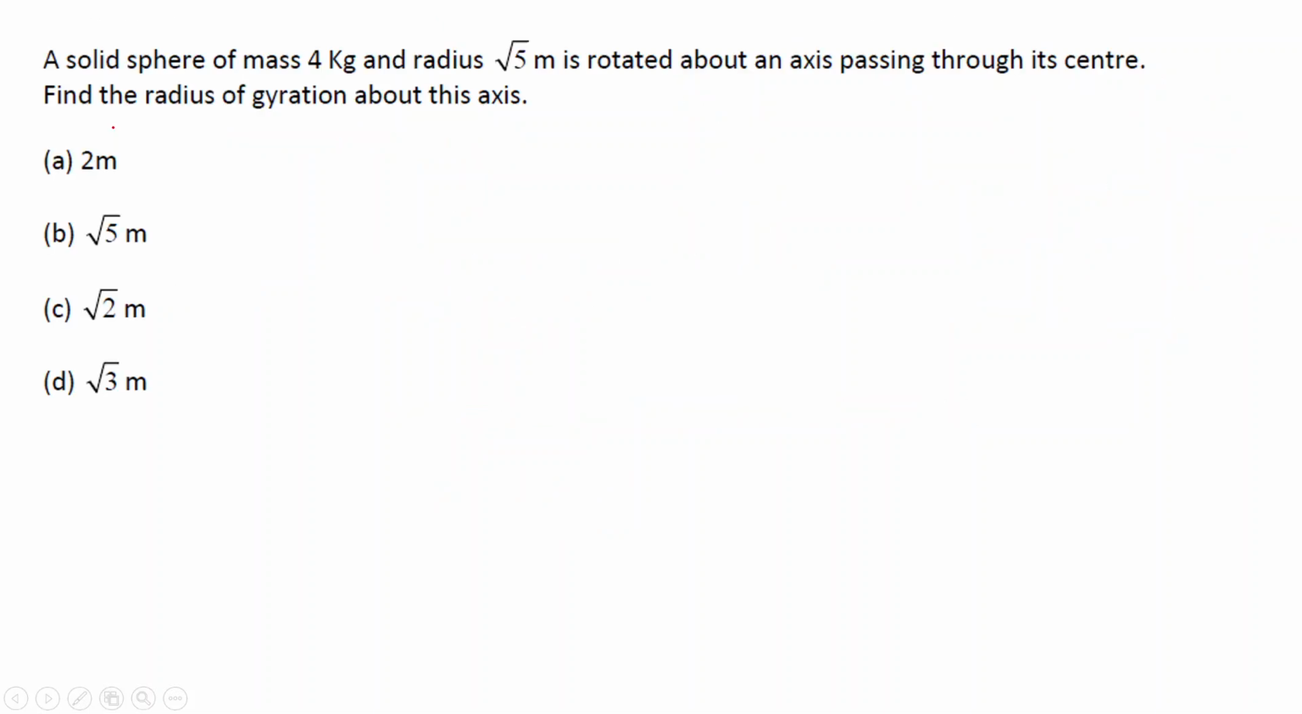Okay, one more question. A solid sphere of mass 4 kg and radius √5 meter is rotated about an axis passing through its center. This is a solid sphere. Mass is given as 4 kg and radius is given to be √5 meter. It's a sphere, so there are infinitely many axes passing through the center of mass.